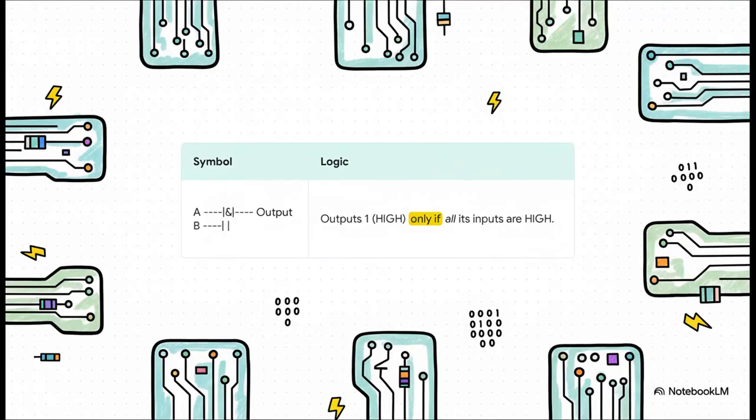First up, we've got the AND gate. Now this one's the strict one. It will only, and I mean only, output a 1 if input A and input B are both 1. It's kind of like a safe that needs 2 keys to open. You need the first key and the second key. If you have anything less than both, that safe is staying locked.